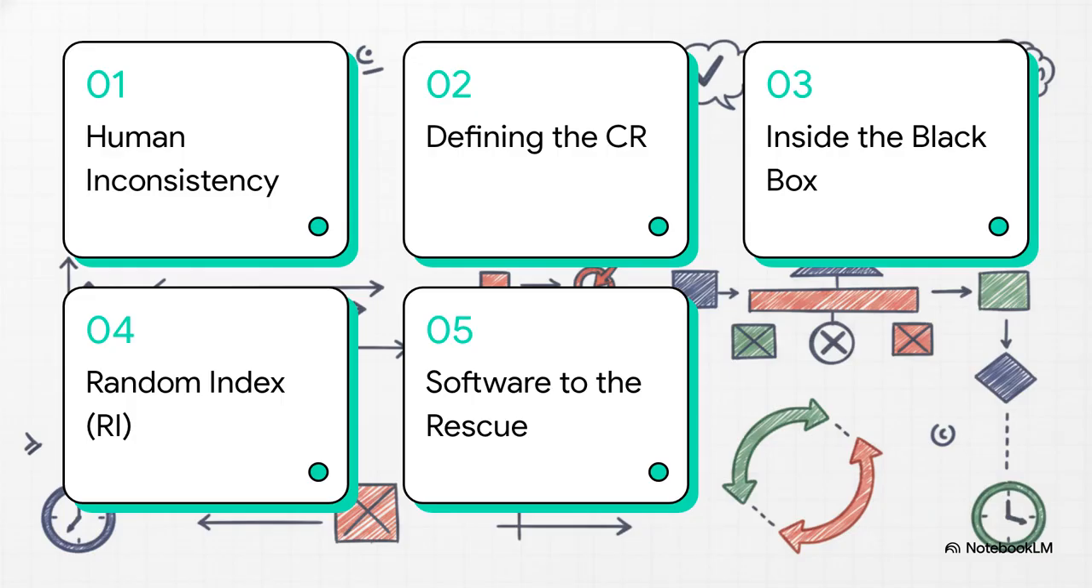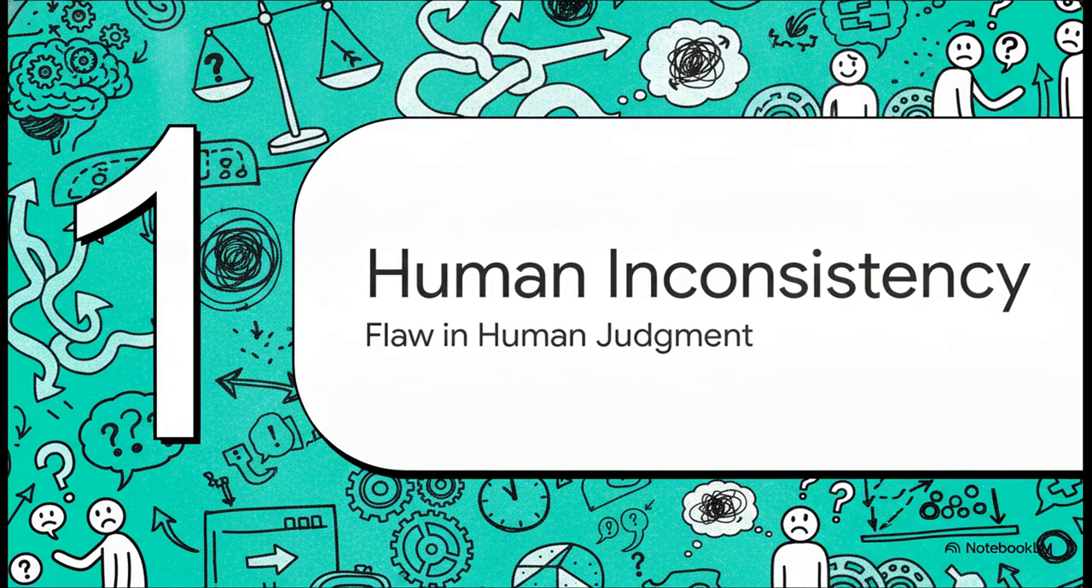First, we'll look at the human inconsistency problem. Then, we'll define the consistency ratio itself. After that, we'll peek inside the mathematical black box, benchmark our choices against the random index, and finally, see how modern software actually comes to the rescue. All right, starting with Section 1, the human inconsistency problem, or really the fundamental flaw in human judgment.